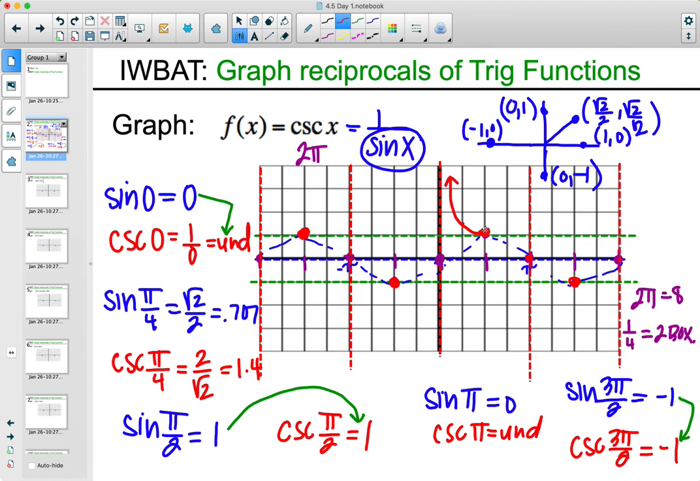So this is what the cosecant function is going to look like. Up from the maxes and down from the mins. It's got kind of a parabola there. So it just gets really close to those asymptotes. Doesn't cross it. So up from the maxes, down from the mins.